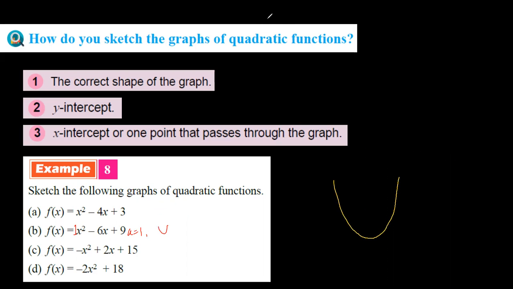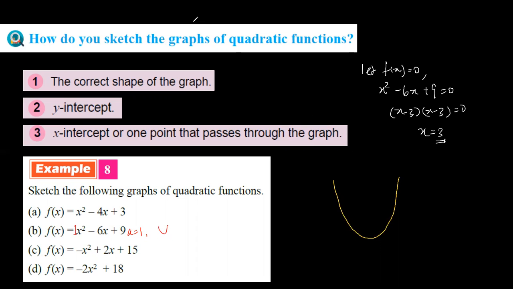Okay, hand drawing, and it must be one shot. After that, find the intercepts, find the roots first. So let f(x) equal to 0. f(x) equal to 0, we have x squared minus 6x plus 9 equal to 0. So the factorization: x times x, 3 times 3, negative 3 times negative 3. Okay, so we can see there are two roots, but the two roots are referring to 3 only.